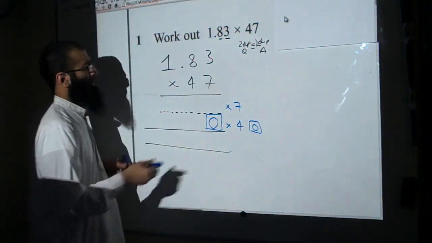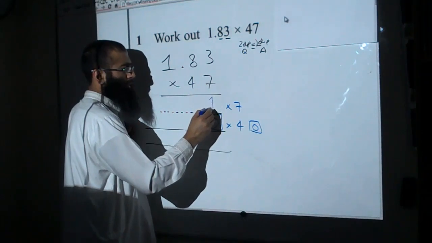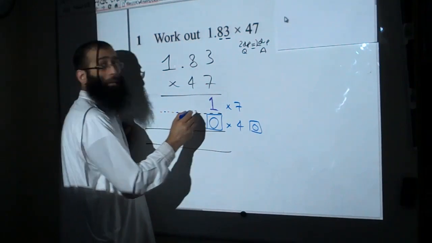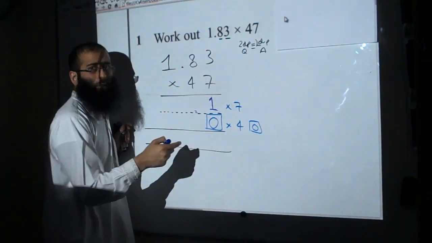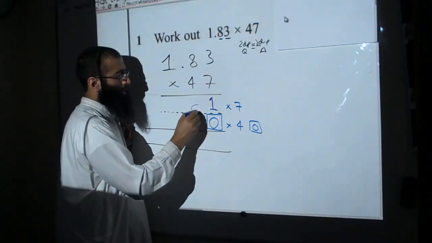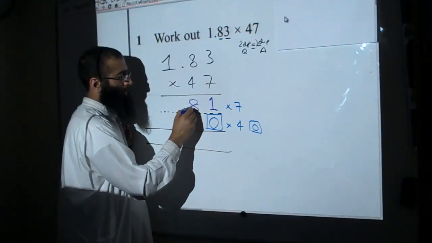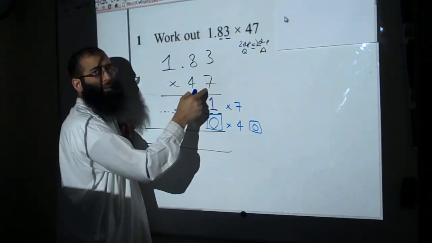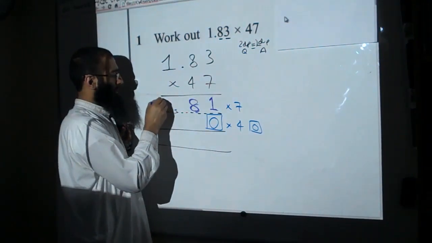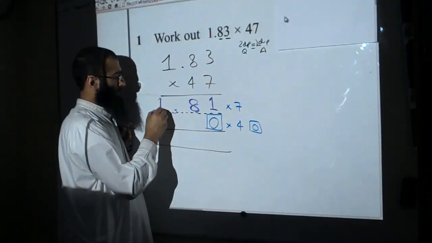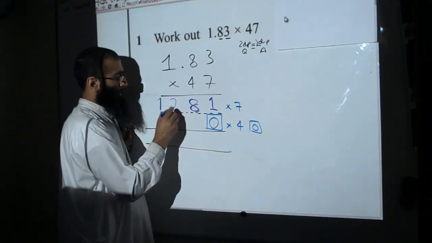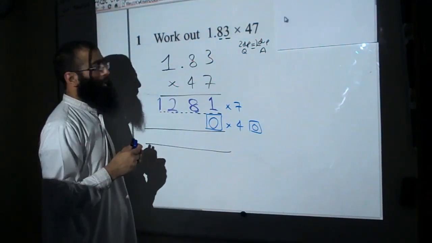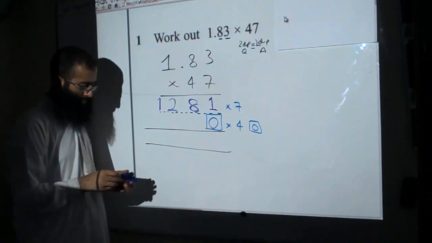Let's get started. So 3 times by 7 is 21. 8 times by 7, that will give you 56, plus 2 is 58. 1 times by 7 is 7, 7 plus the 5 is 12. Okay, that's my first digit on the first line.